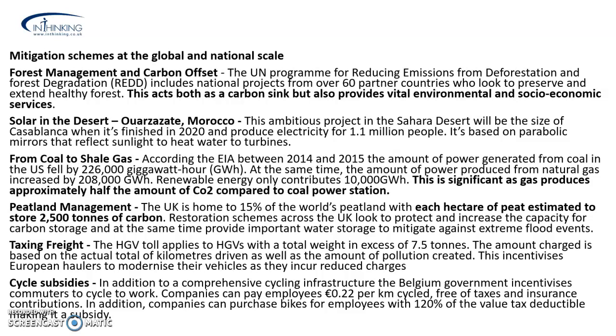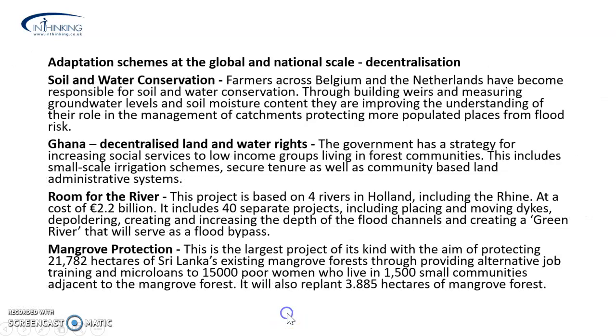And in addition to that, companies can purchase bikes for their employees with 120% of the value tax deductible, so making it a subsidy. So really interesting different examples there, different scales being explored, and of course, supplement that with your own examples too.